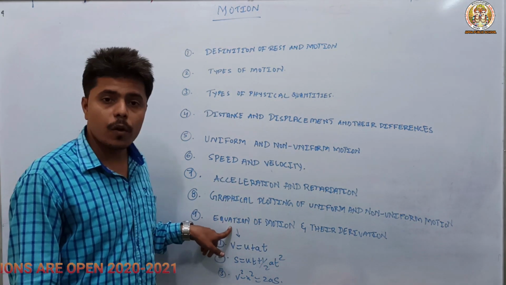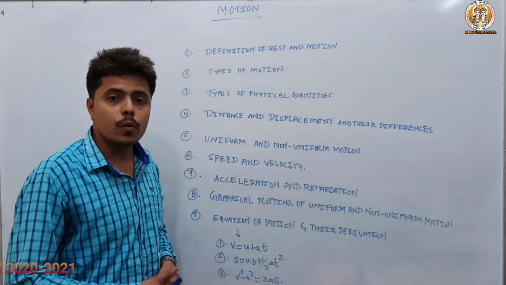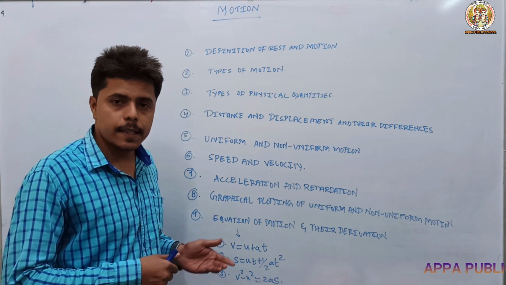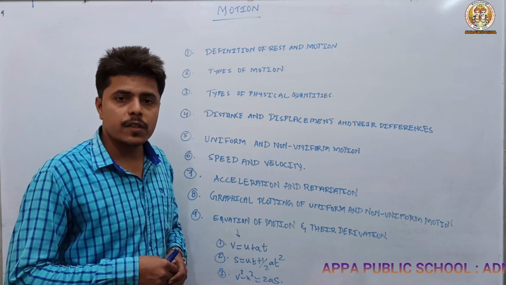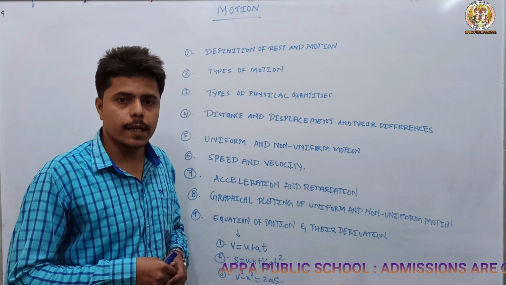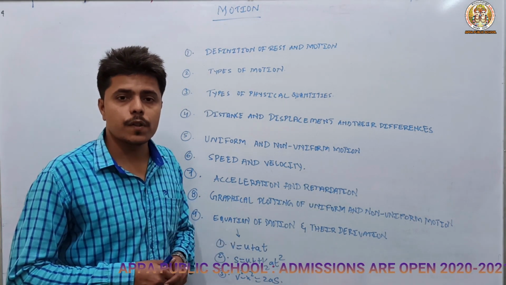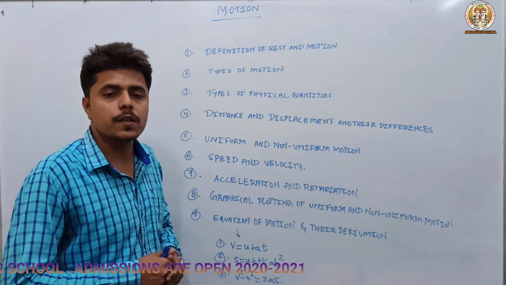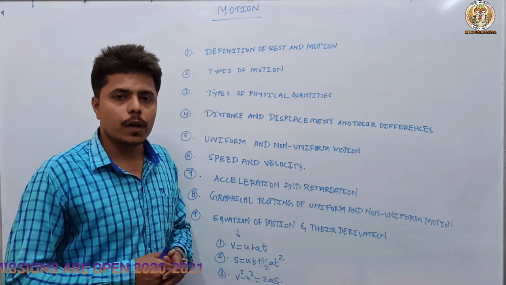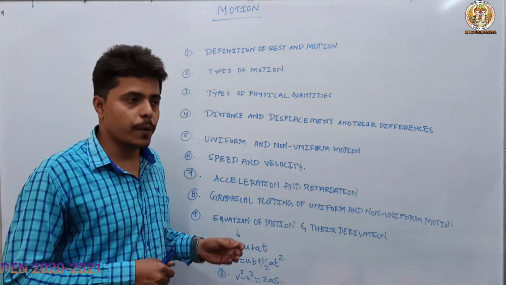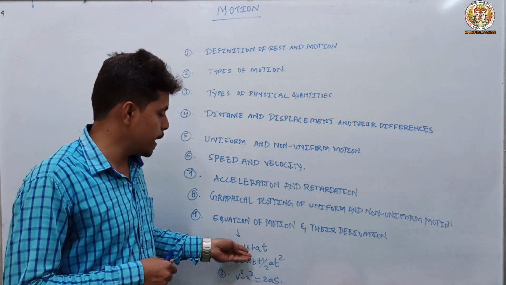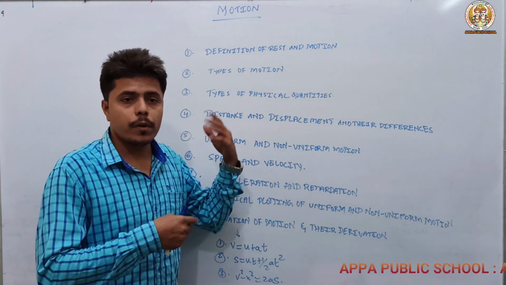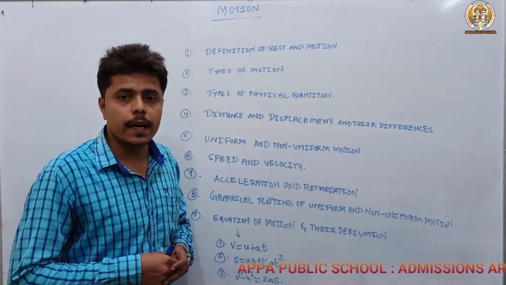The last one is equation of motion, where we are going to derive the 3 equations of motion, that is v = u + at, s = ut + half at square, and v square minus u square = 2as. These 3 equations of motion are very important, and are useful for solving problems also. These are the 3 formulas on which the whole chapter is based. We know that small v means final velocity, u means initial velocity, a means acceleration, and t means time taken. Before this we shall know the definition of rest and motion.